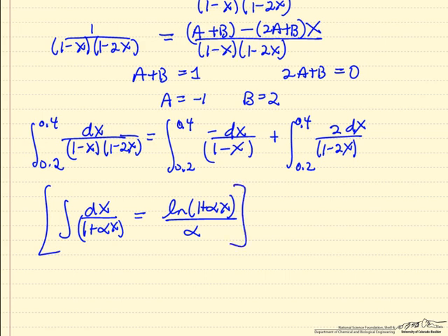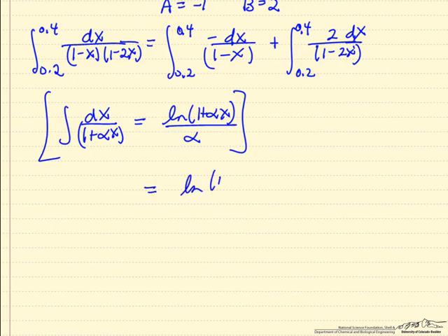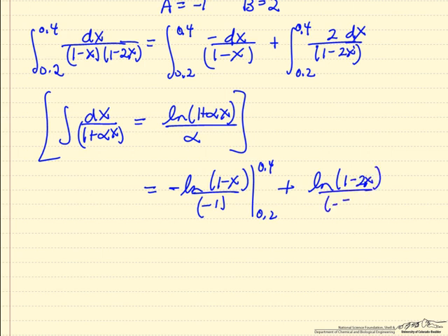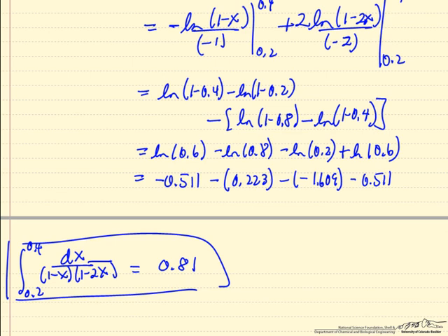So if we apply this to these two integrals, we have the log of 1 minus x divided by minus 1, and then we have this minus sign that appears here, evaluated between the limits 0.2 and 0.4. Similarly, we have the log of 1 minus 2x divided by minus 2, and then we also have this 2 that appears here, and evaluate it between these limits. And if we substitute and calculate, we now have this definite integral, 0.81.